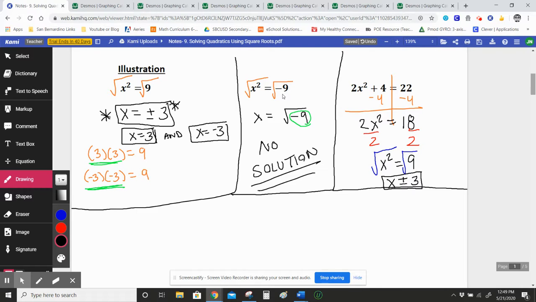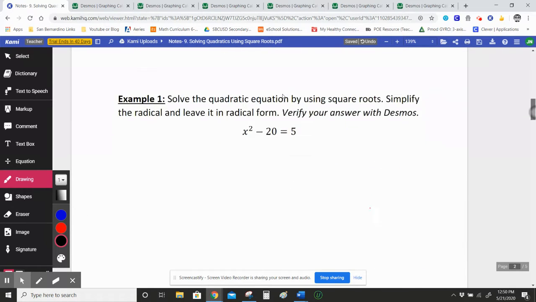Okay, so those are my 3 main illustrations. I'm also going to be doing more examples of these so you get a little bit more practice, and the last 2 examples are going to compare and contrast different methods of solving, using difference of squares and using the method of square roots. Okay, so let's jump right into it.